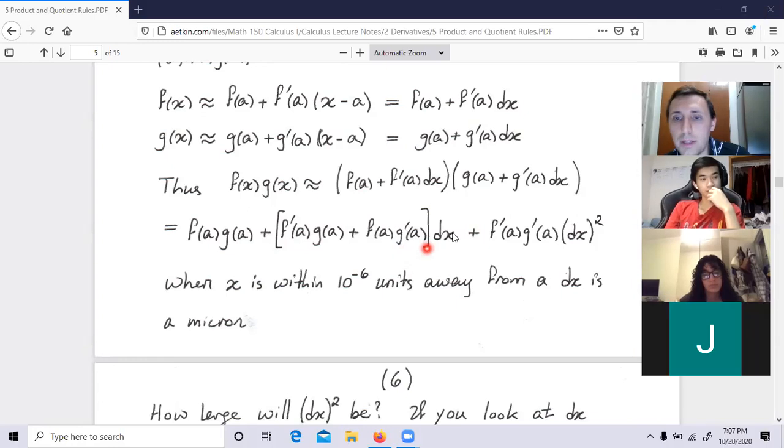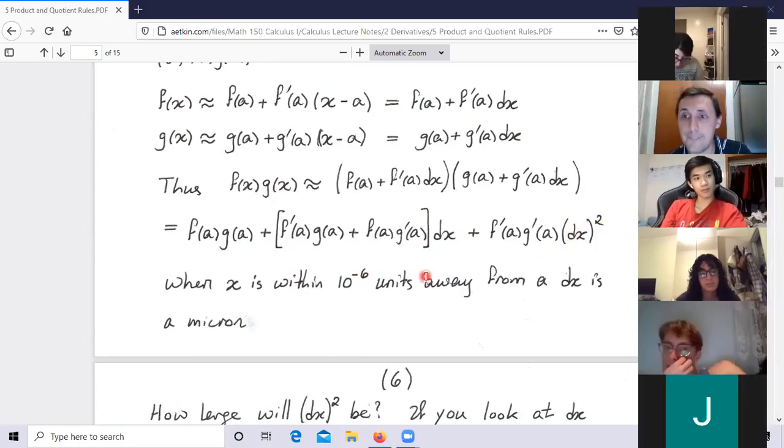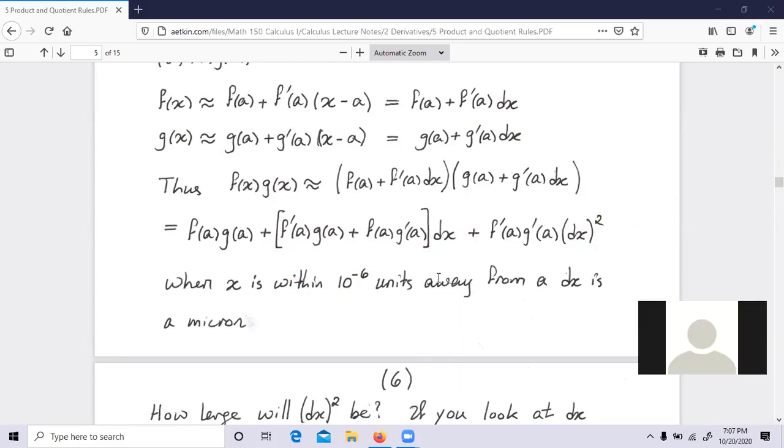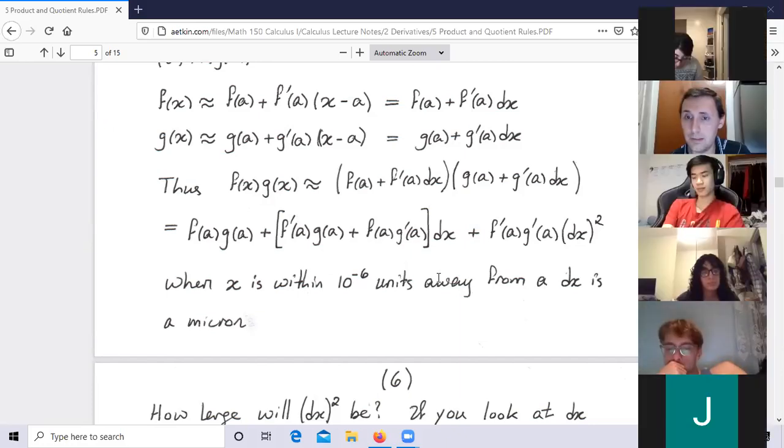Now, could you tell me what about dx squared? How large will that appear under magnification of 1 million? So again, dx is 1 millionth of a meter. What would be the size of dx squared if I multiply the micron a million times? What would that be? You understand this idea, guys?